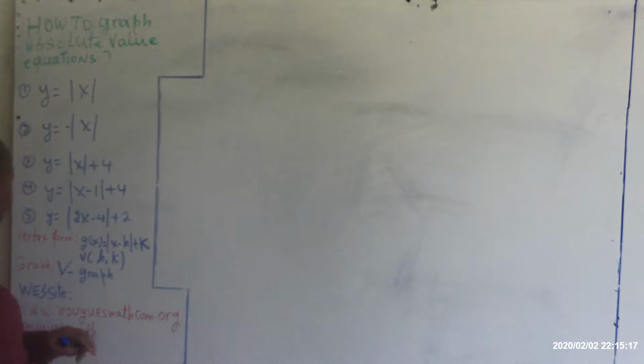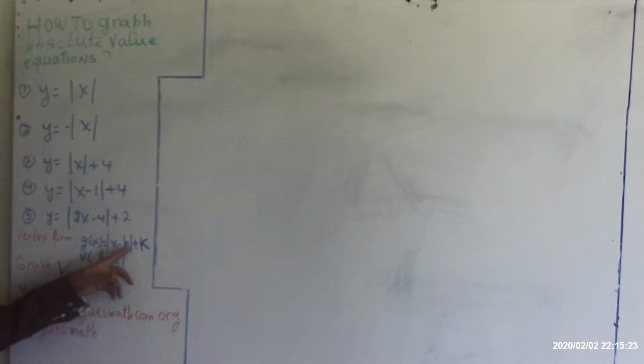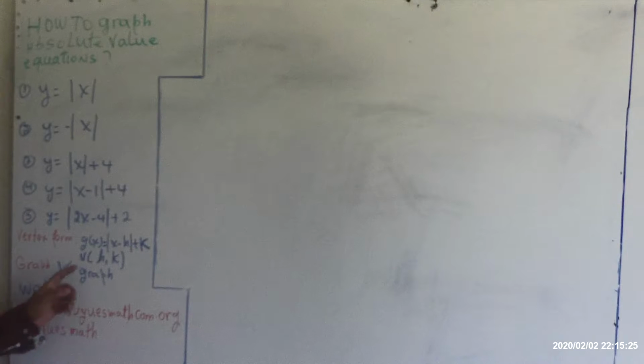The vertex form is g of x equals absolute value of x minus h, plus k. That's the vertex form. For the coordinates, you will have the vertex h comma k. Remember, the only graph you can have if you graph an absolute value equation is a V graph. I'm going to show you how to get the V graph by using vertex form.